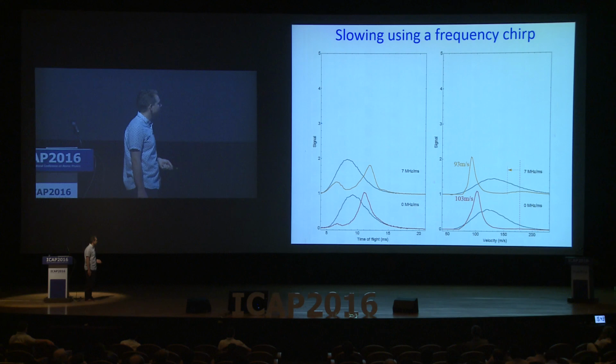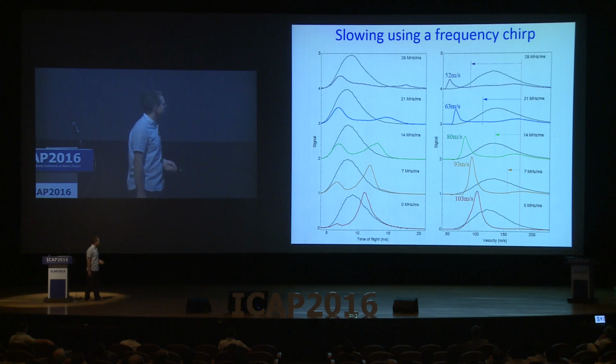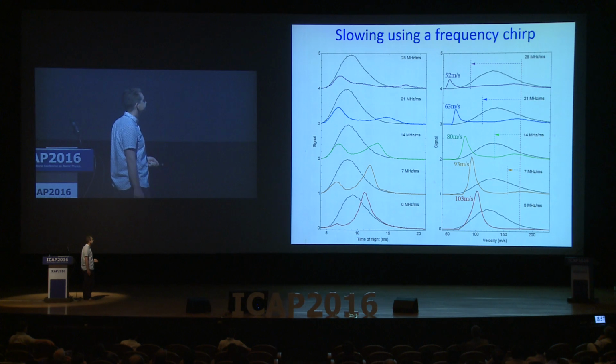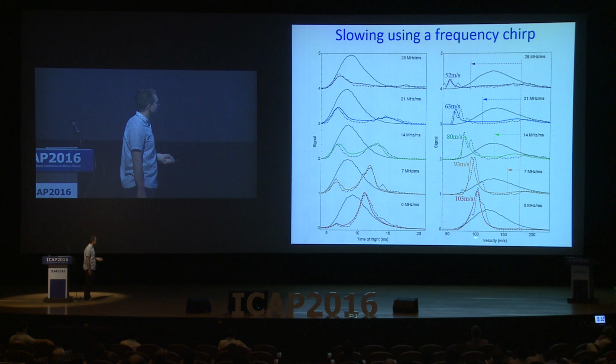And now as we apply the chirp, larger and larger chirps, we're able to slow the molecules down to lower and lower speeds. And again, we use the model to check that we know what's going on. Actually, in this case, the model finds some lumps and bumps that we don't see in the experiment, but by and large, the numerical simulation matches pretty well with what we see.